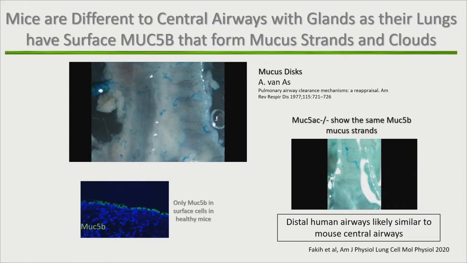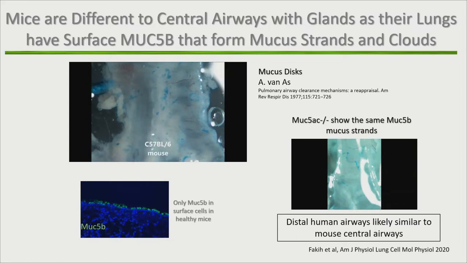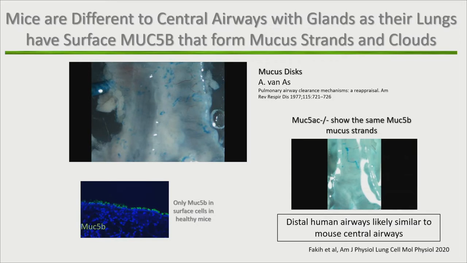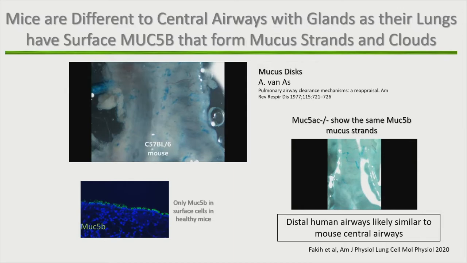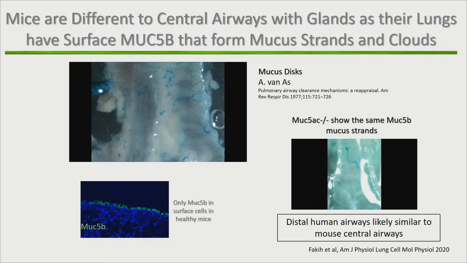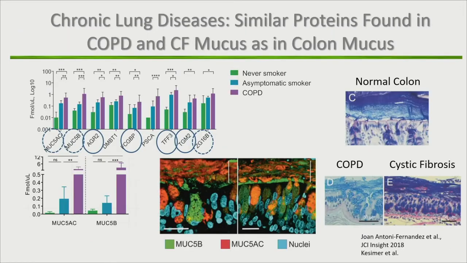We can sometimes see a little bit of these strands, but they also gather into what we have a tendency to call clouds, which is sweeping the surface. And it's clear if you look at the 5AC knockout mouse that it is really only the 5B mucin which is forming this. So it's clear that we have to be aware that the different parts of the human lungs are different. The distal airways, where you don't have any glands, are cleaned in different ways than the upper airways. And mouse is more like the distal airways. If it's just because of size, we don't know, but it's at least something.